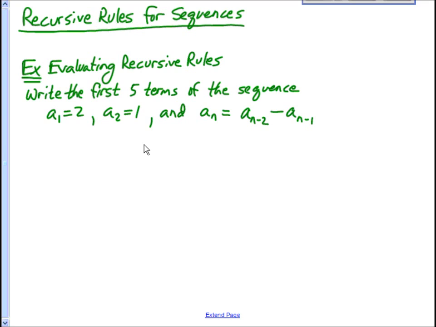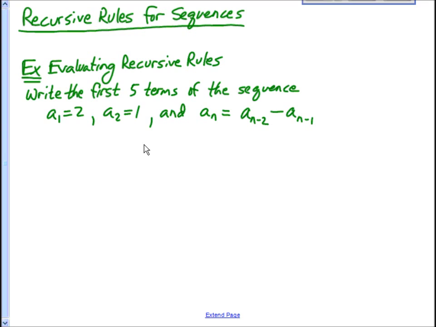So here's a good example to start off. What do I mean by a recursive rule? A recursive rule just means that it's a rule for a sequence. It gives the beginning term or terms, and then a recursive equation that tells how a subscript n is related to one of the preceding terms. Okay, so here's this example in green.